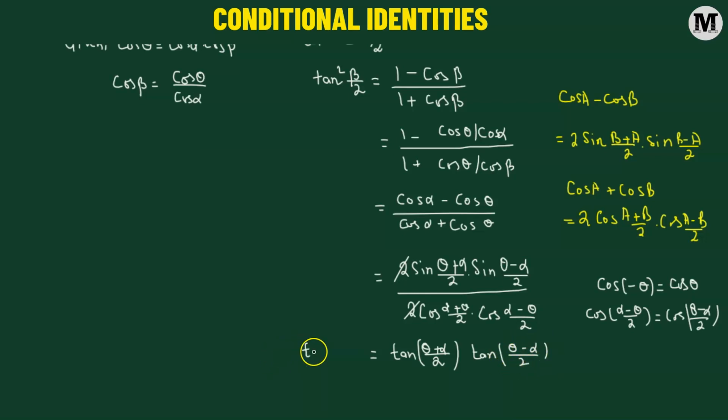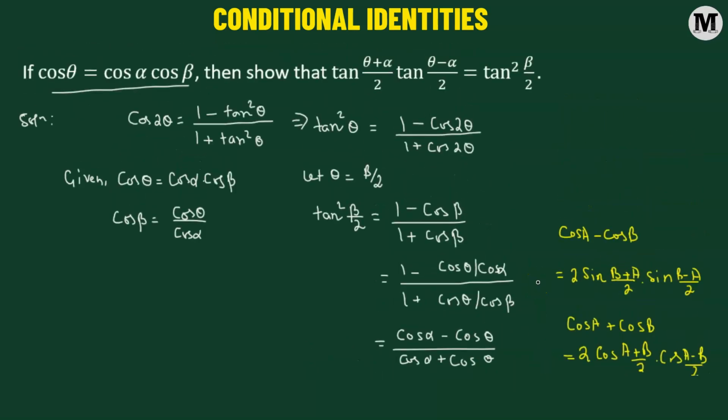So we started out with tangent squared beta over 2, and we got that this is equal to the product of tangent of (theta plus alpha) over 2 times tangent of (theta minus alpha) over 2. So we have successfully proved the problem.